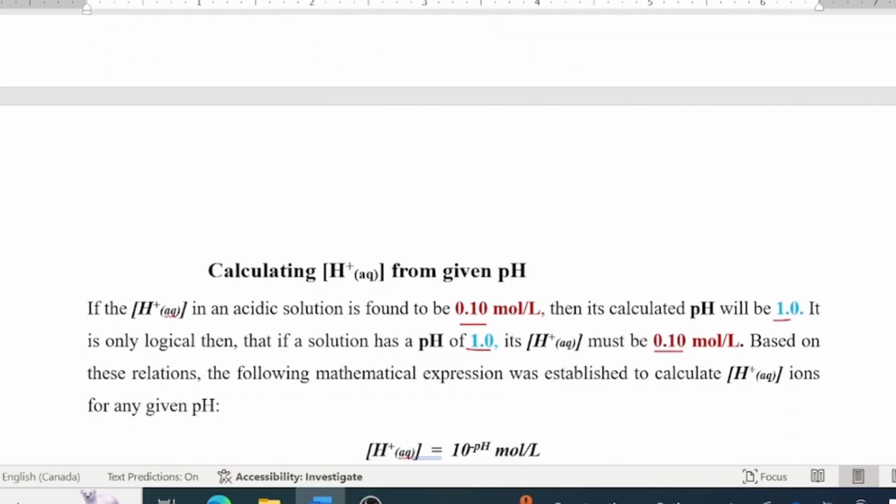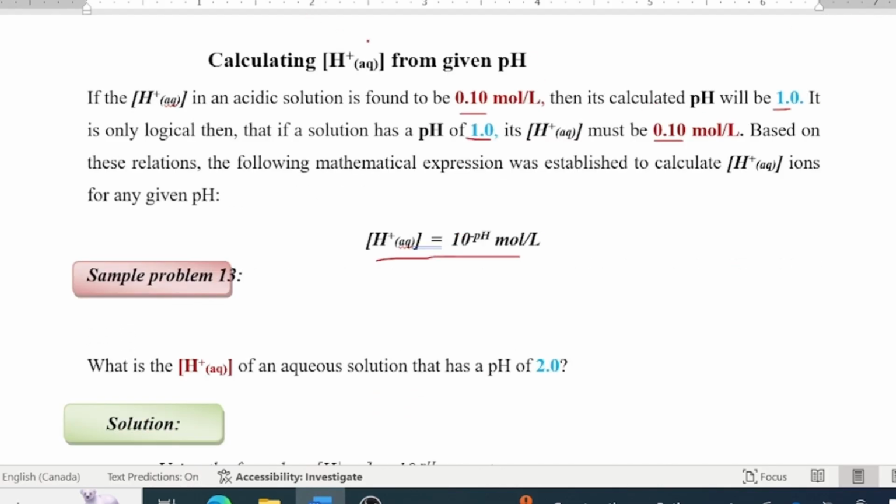Calculating H plus given pH. If you are given pH, how can we calculate the hydrogen ion concentration? We know that if you're given this, we can calculate that. Therefore, if you know this one here, you should be able to calculate that. Let's say in a solution, the H plus is this, right? You will find the pH to be 1.0 because negative log of this will give you 1. Okay? So if someone says to you, look, something has a pH of 1.0, obviously, it must have come from hydrogen ion that has that concentration, right?